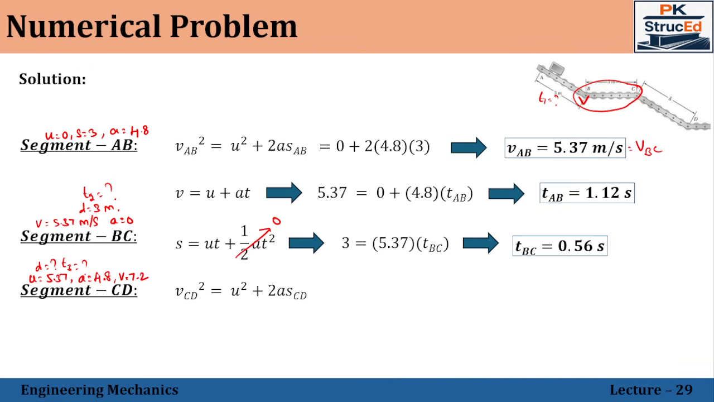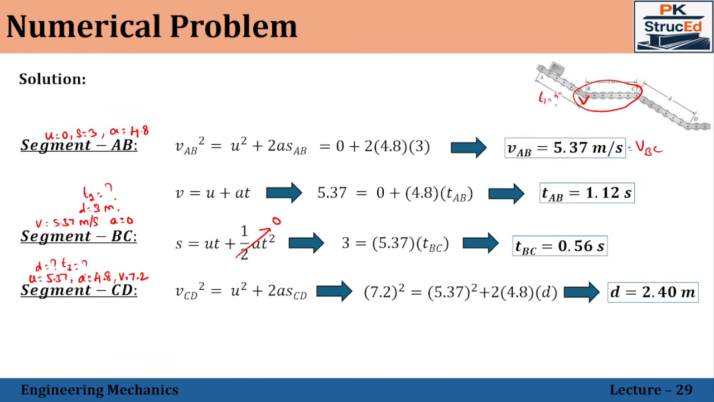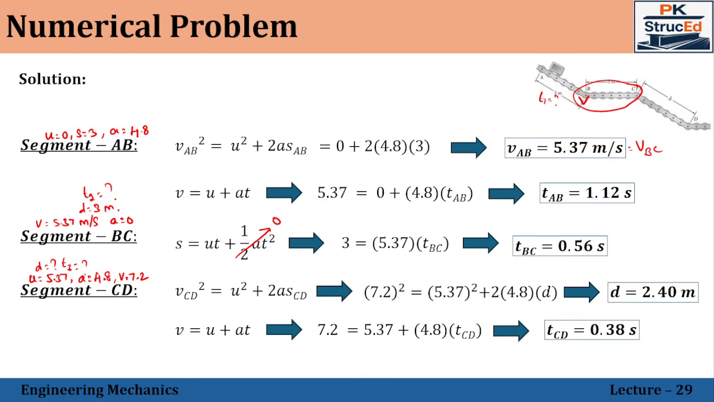Again, V square is equal to U square plus 2AS, in which U is 5.37, acceleration is 4.8, and the final velocity is 7.2. Substituting everything, we get the D value, that is the S. So D can be calculated as 2.4 meter. That's the first question. The next one is to find the time taken by the package to travel this segment CD, T3. So V is equal to U plus AT, we substitute, and we get TCD as 0.38 seconds.